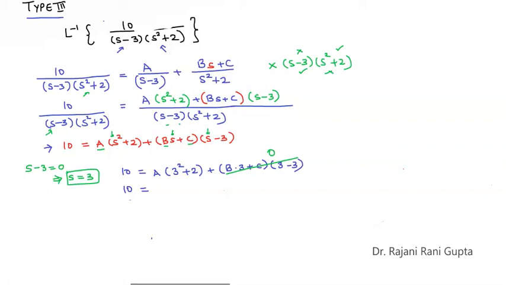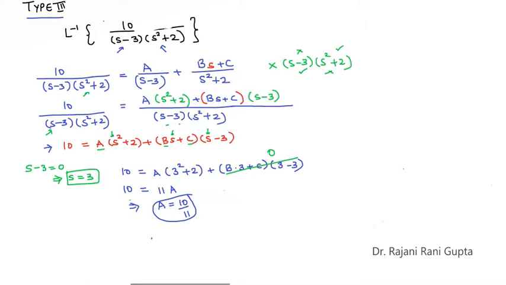So it will give us 10 equal a times 3 square is 9 plus 2, 11, 11a, and this term is 0. So this gives you a is equal to 10 over 11. This is the value of a. Now we need to substitute two more values of s to get the values of b and c.